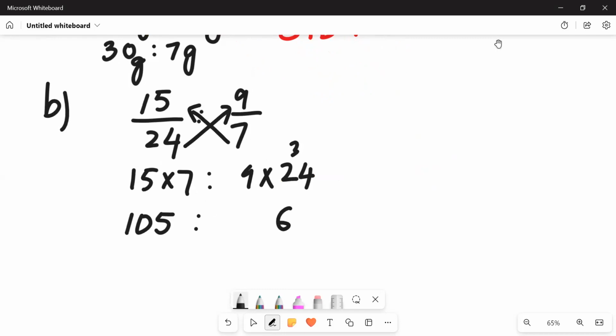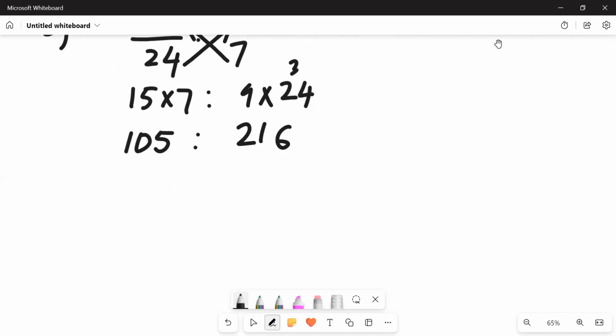3 will be the remainder and 9 twos are 18, plus 3 is 18, 19, 20 and 21. So it will be 21. Now we will check whether both can be divisible by the same number. If they are divisible by the same number, then we can divide and simplify. But if they are not divisible by the same number, then this is the final answer.